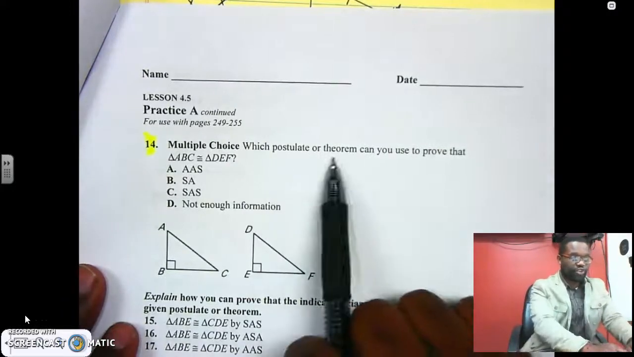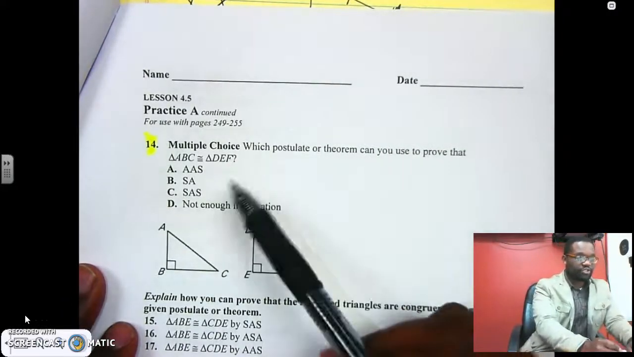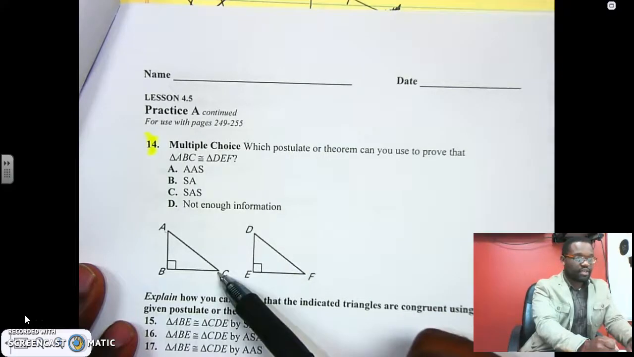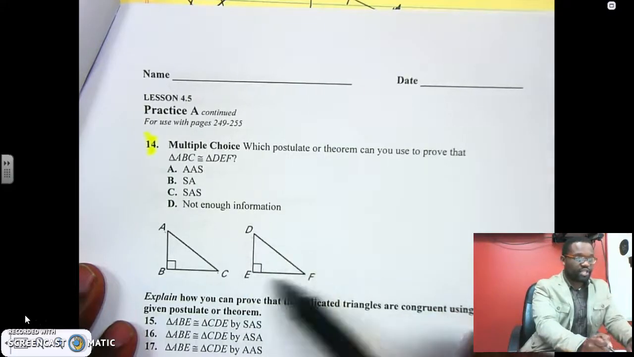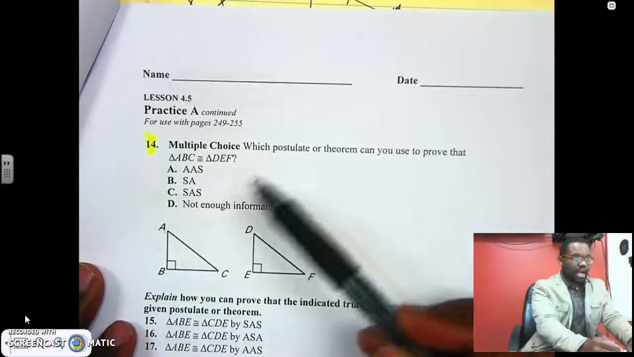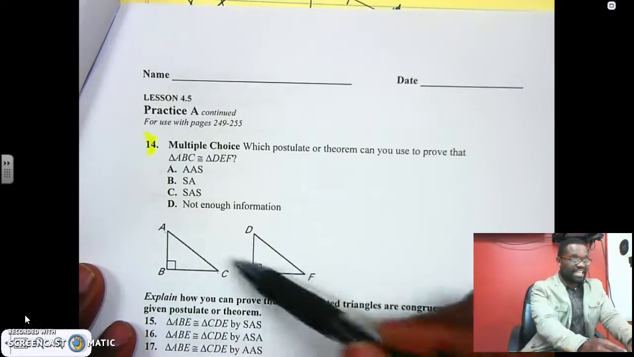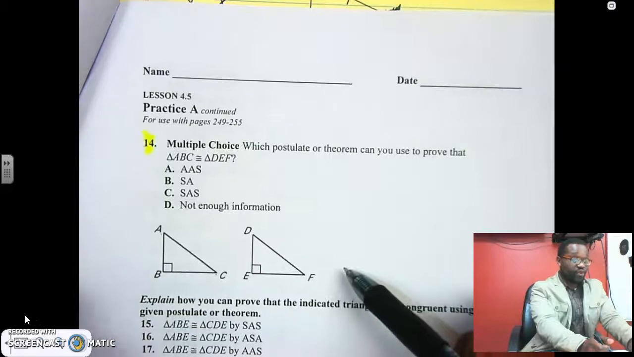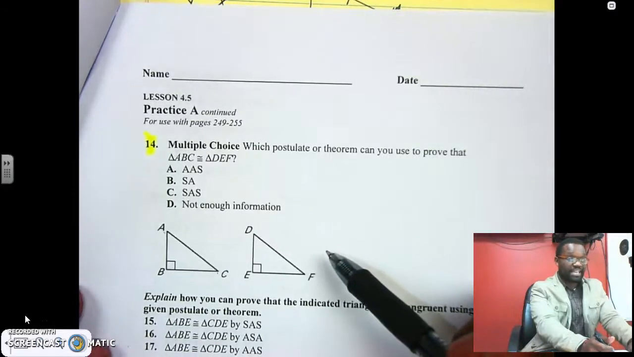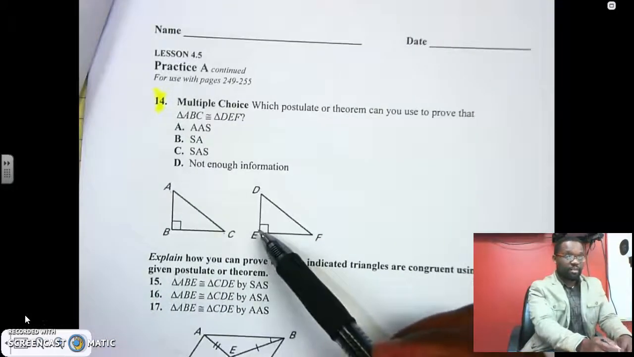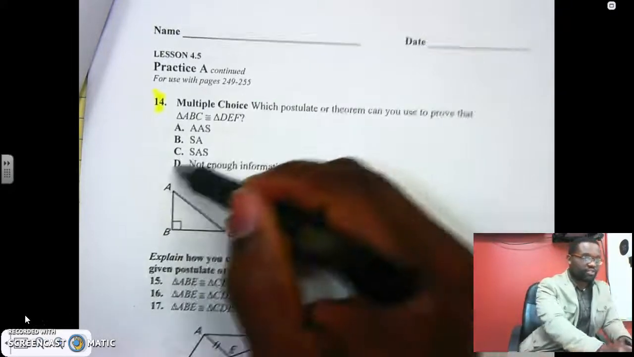Which postulate or theorem can you use to prove that triangle ABC is congruent to triangle DEF? All right. I know that they have a congruent angle. Do you see anything else on here that you know that they are congruent? You might say, hey, they look the same, but we can't go off looks. The answer to this problem is D.